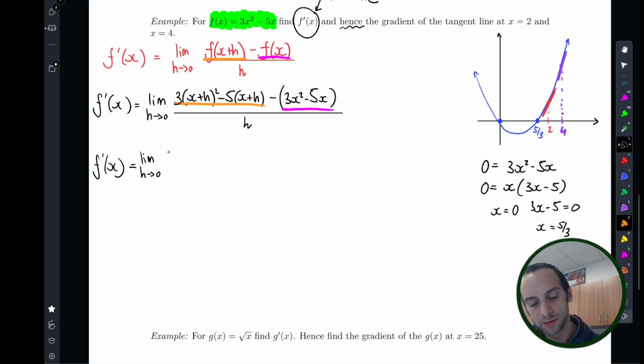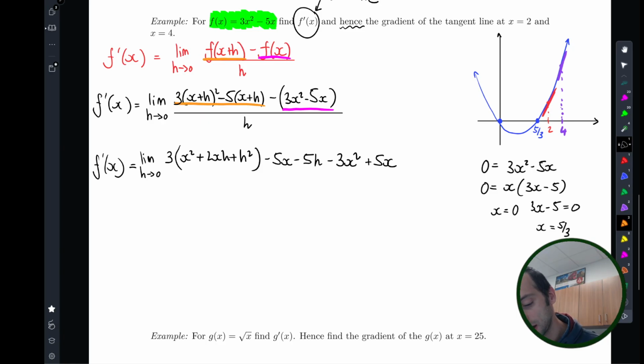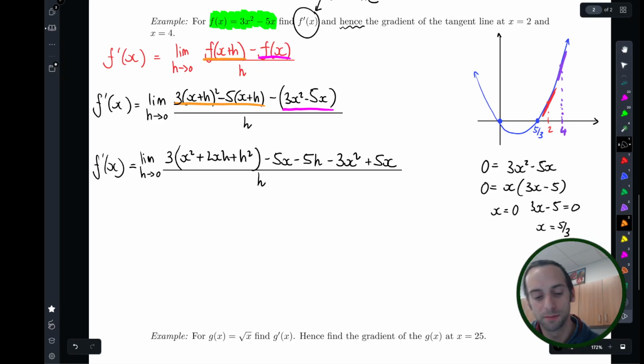Okay? The technique we need right here, we just need to multiply all this out and hope that some of the stuff cancels. Okay? So we take the first parenthesis and we multiply it out. You can do that on the side if you need to, but x plus h squared should turn into x squared plus 2xh plus h squared. We'll have minus 5x minus 5h minus 3x squared plus 5x. That's where that parenthesis and distributing that negative really becomes important. And this is still all over h.